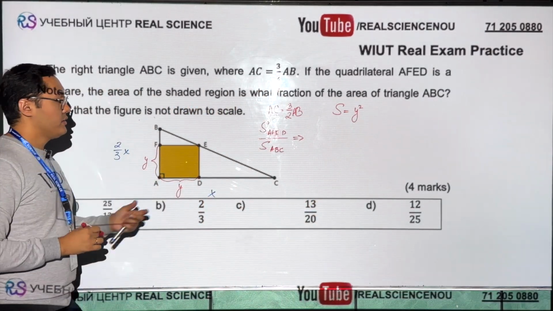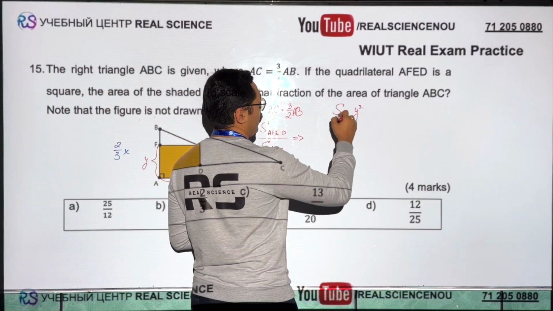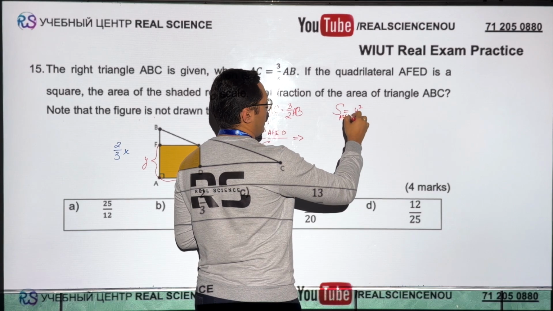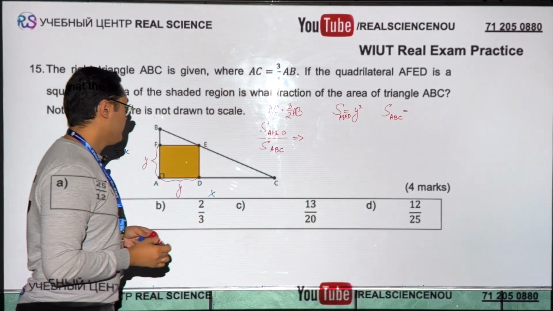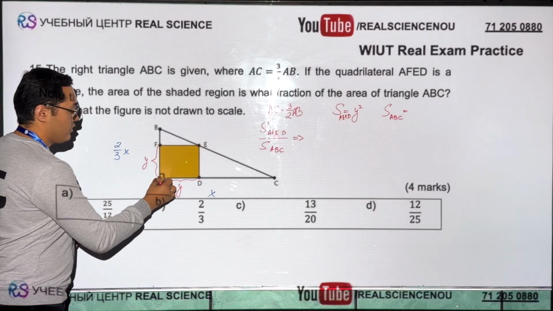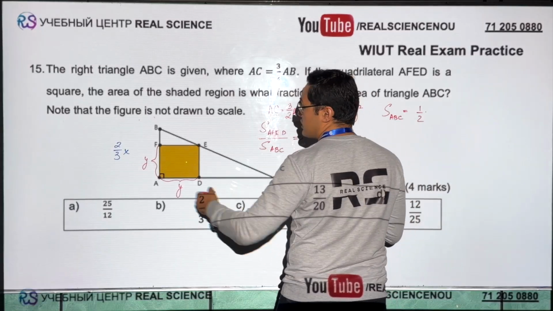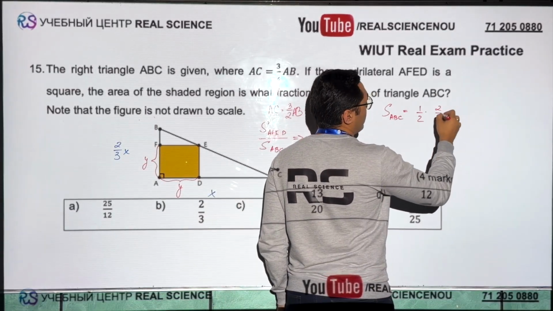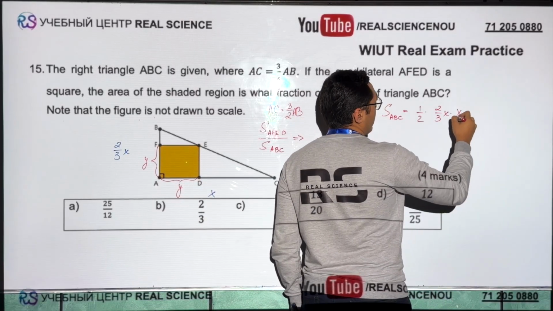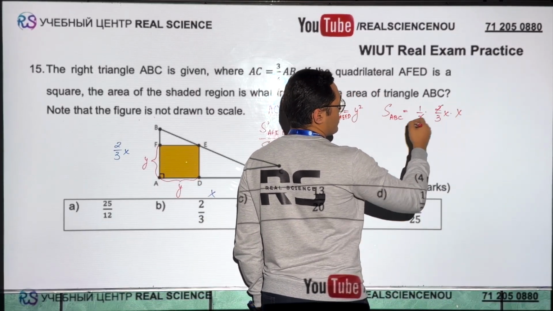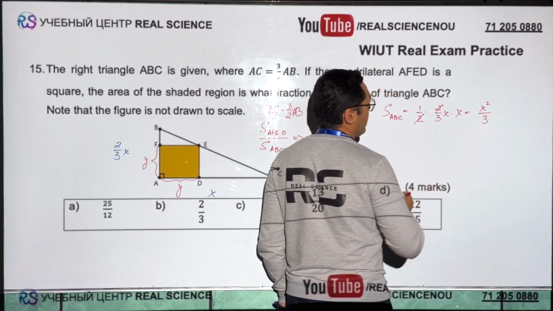Now let's try to find the area of ABC. The area of ABC, because it's a right triangle, is going to be equal to 1 over 2, the first side, 2 over 3x, times the second side, x. That's going to give us 2 and 2 is going to reduce. That's just going to give us x squared divided by 3.